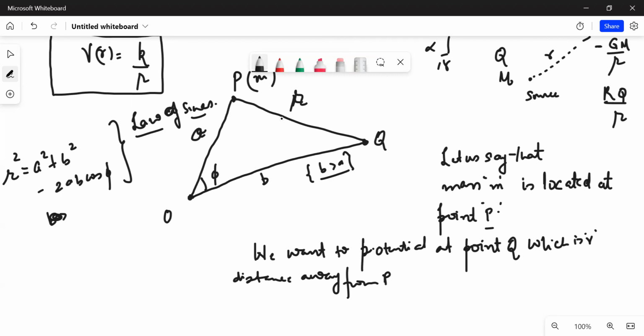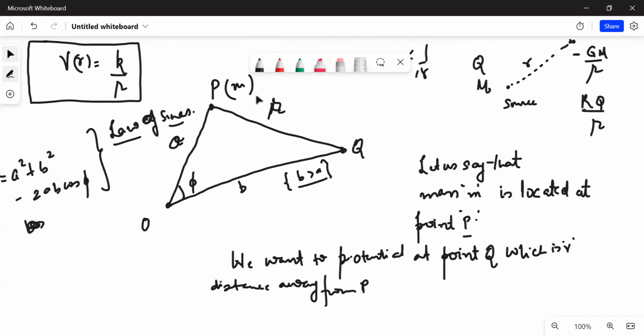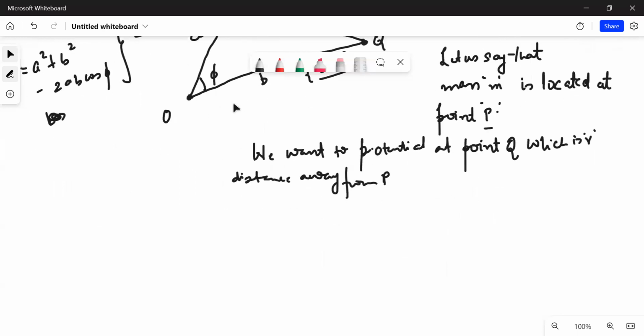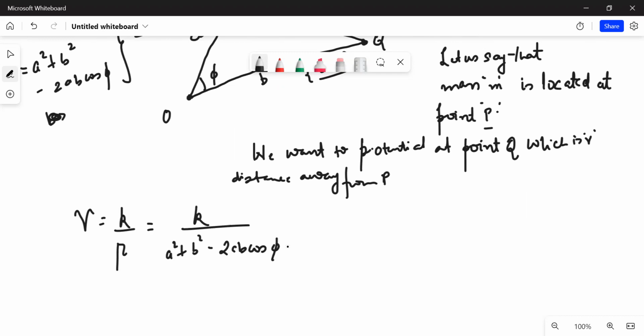Because of this particular mass, the potential at this point would be minus GM upon r, and I would stick to something like k upon r, so let us take it as a general case. If mass is there, I would be interested in finding gravitational potential. If charge is given, I would be interested in finding electrostatic potential. So the potential function at Q would be simply k over r. And since r is the square root of a square plus b square minus 2ab cosine phi, this is what it is going to be, right?